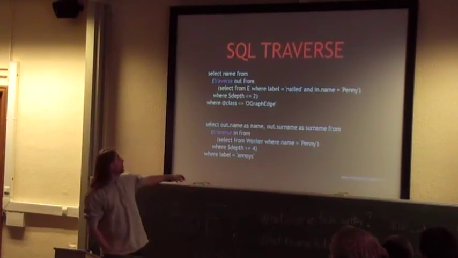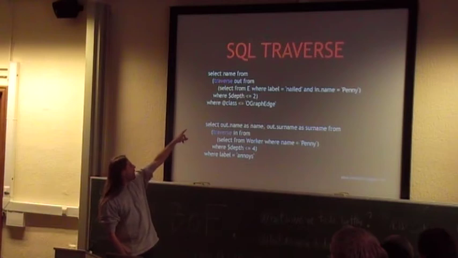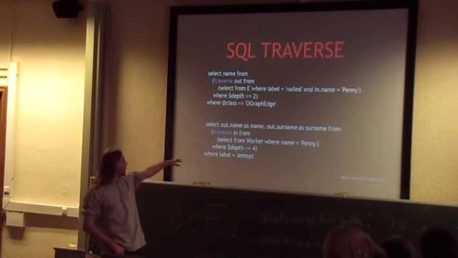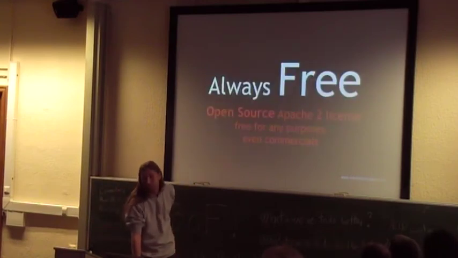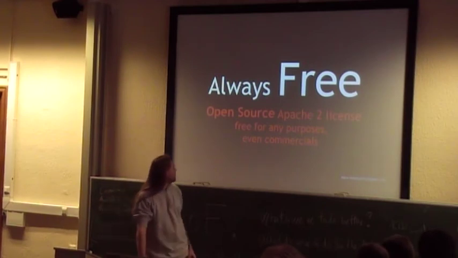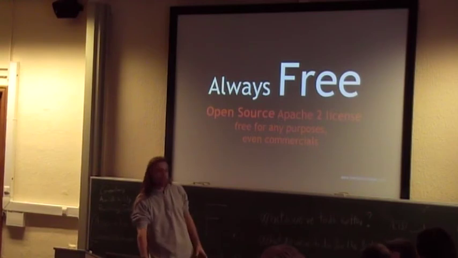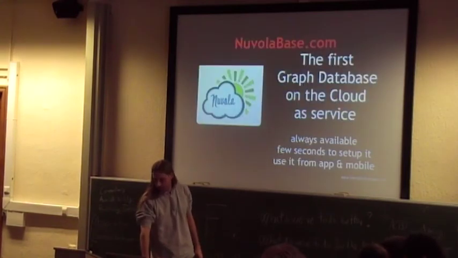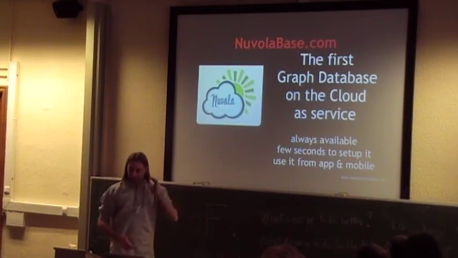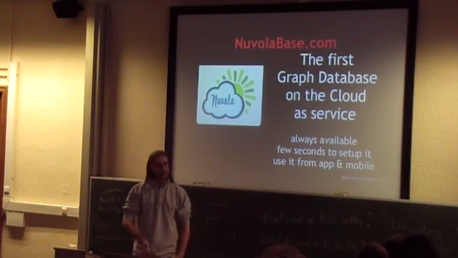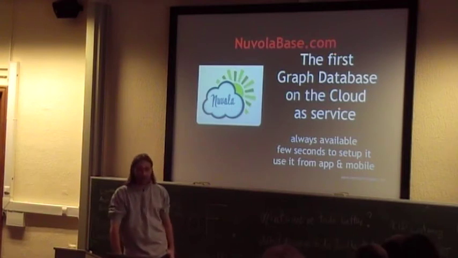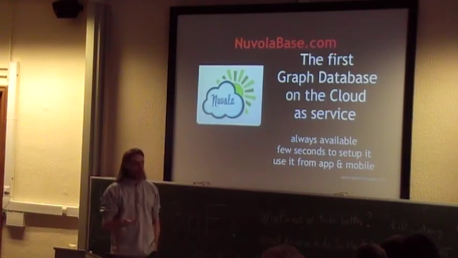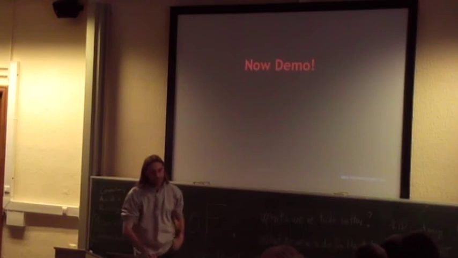We have some pure examples. For example, we want to see the name of anyone who is named Penny, or anyone who's not Penny. It's free, open source, Apache license, so you can use it for free. There are some courses if you want to. And as you said before, it's used on NuvolaBase, the first cloud database as a service. You can sign up for a free account with one database and play with it. And we'll see right now what can be done.